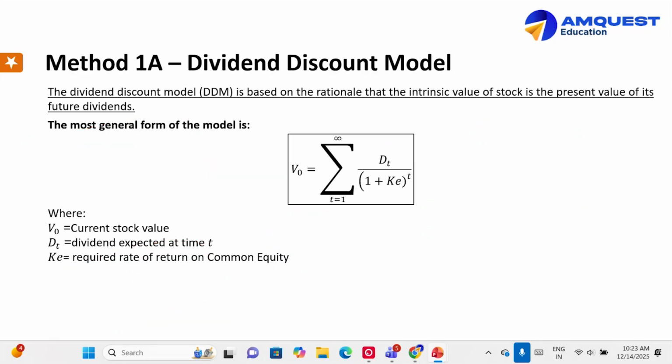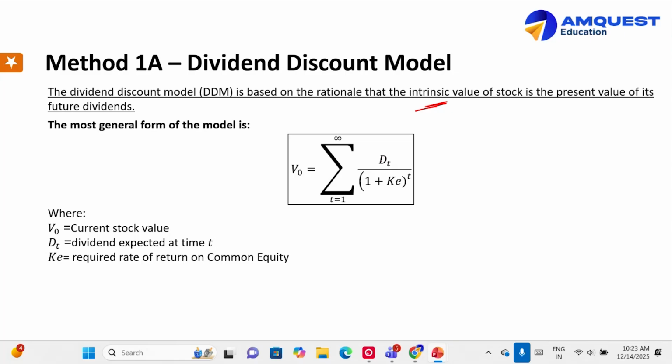Any questions? So the first model which we'll be discussing is the dividend discount model. Now, the dividend discount model is based on the rationale that the intrinsic value of the stock is the present value of future dividends. So intrinsic value is the sum of the future expected dividends. Now you can use this model obviously only when the stock is paying dividends. If it is not paying dividends, you cannot use this model.